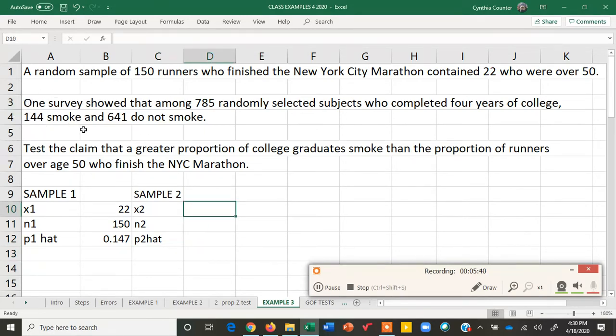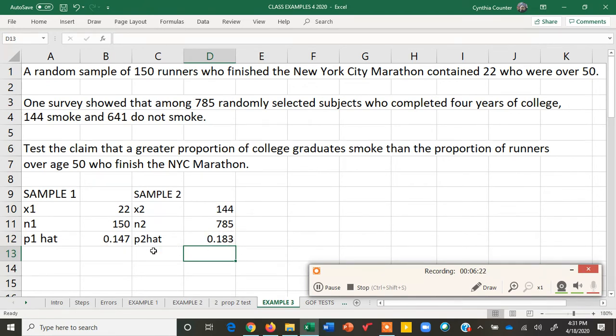So number of successes, that's the number who smoke. Remember, quote, success doesn't have to be a positive thing. In this case, it's how many smoke. So 144. The sample size, 785. So notice that our second sample has a much, much larger sample size than sample 1. We'll see how that affects things. Now we can compute P2 hat. So that's the 144 divided by the 785, which is contained in cell D11. And we get 18%, 0.183.